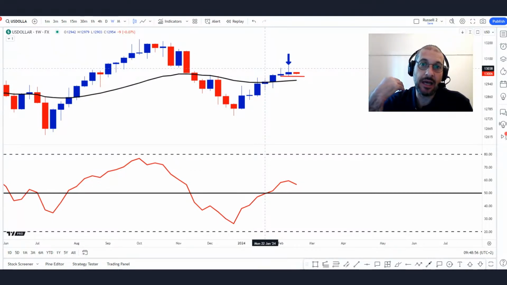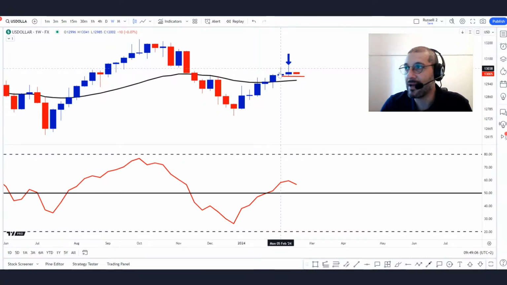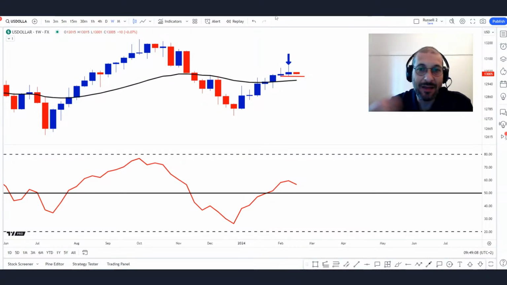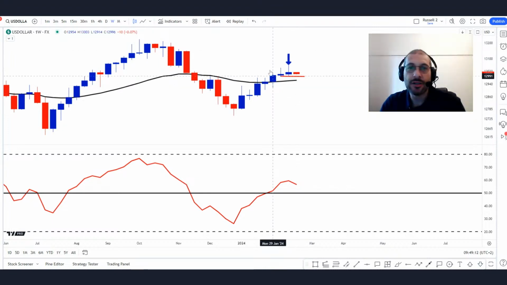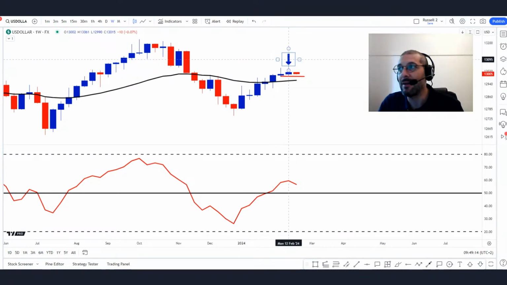Let's just unpack the fundamentals that we can see here. We can see that it's on top of that 30-week exponential moving average. That's this black exponential moving average. You can see that black exponential moving average is pointing up slightly. So there does seem to be some buoyancy there.